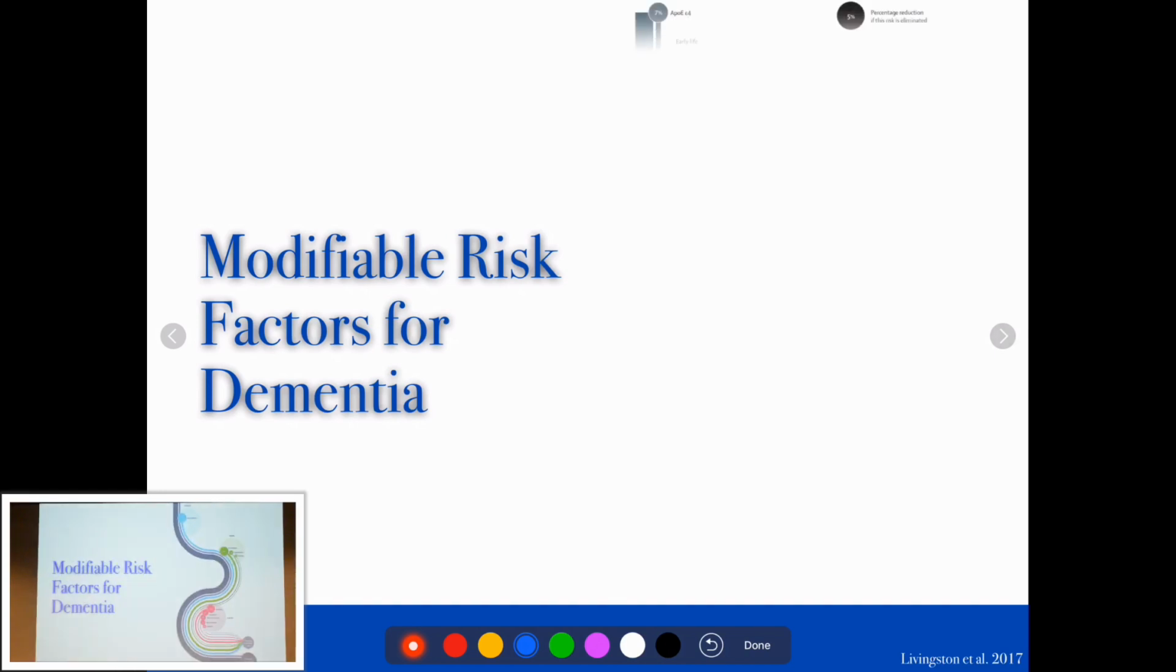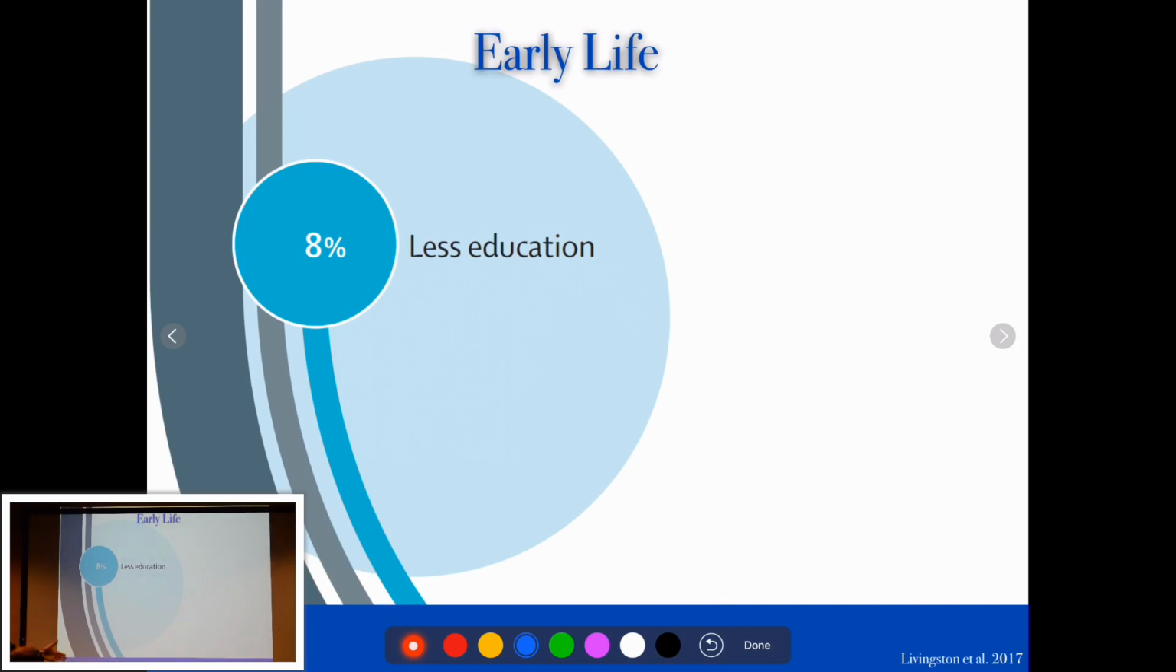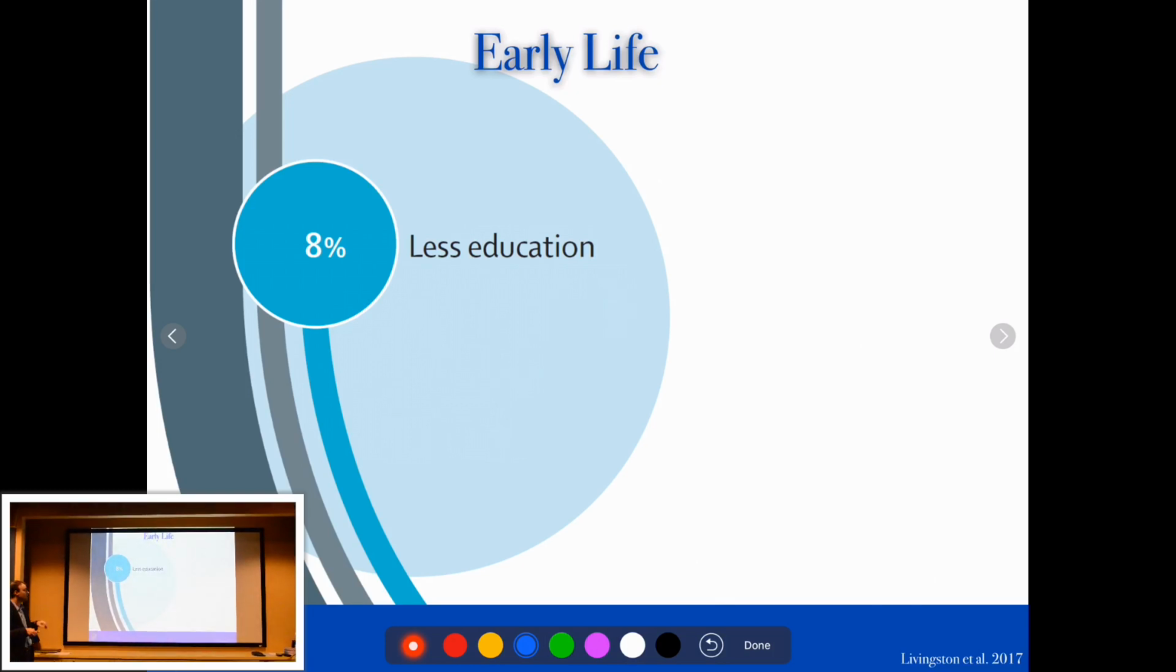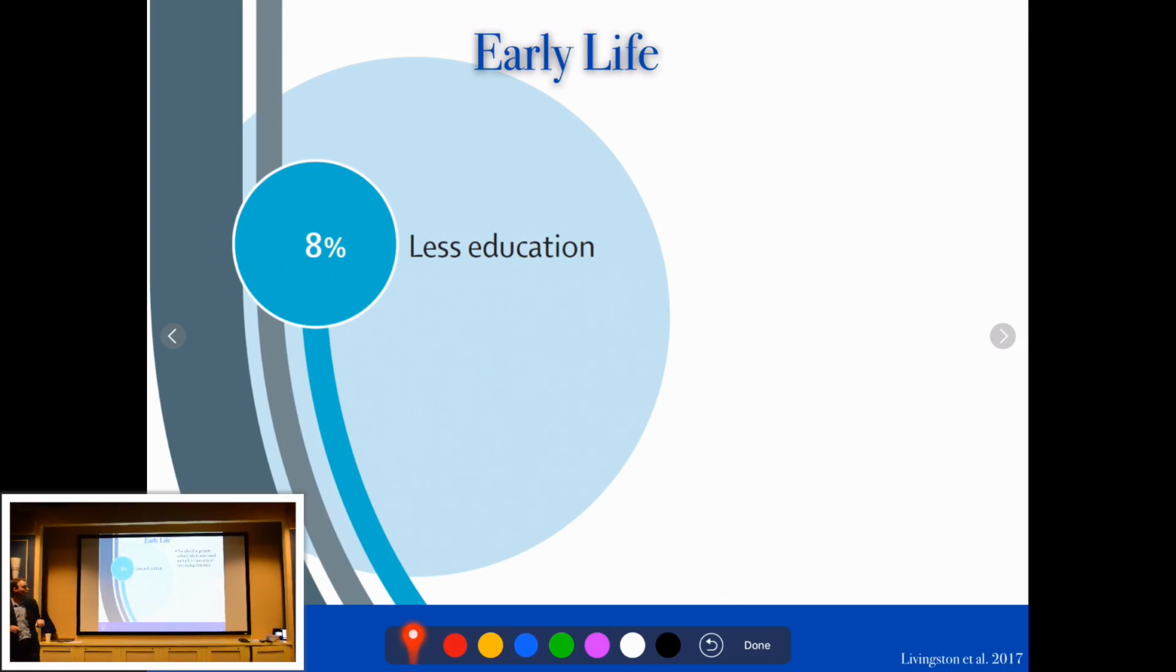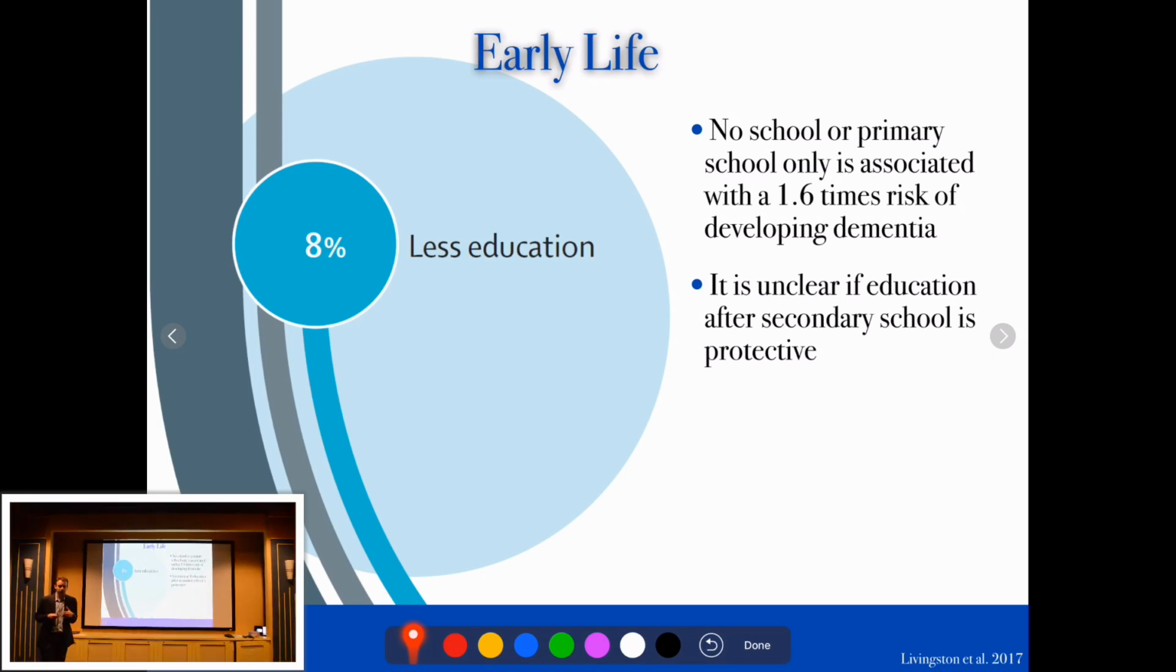The good news is there are a lot of them, and so we're going to dig into quite a few of them. I'm going to divide them up into early life, middle life, and late life. Early life, less education, has a PAF of 8%. All right? Now, what does less education mean? In this particular study, they found that individuals with no school or primary school only were associated with a 1.6 times increased risk of developing dementia. But it's unclear if going to school beyond secondary level is protective. So we don't know that yet. We've just found some associations with lower level of education.